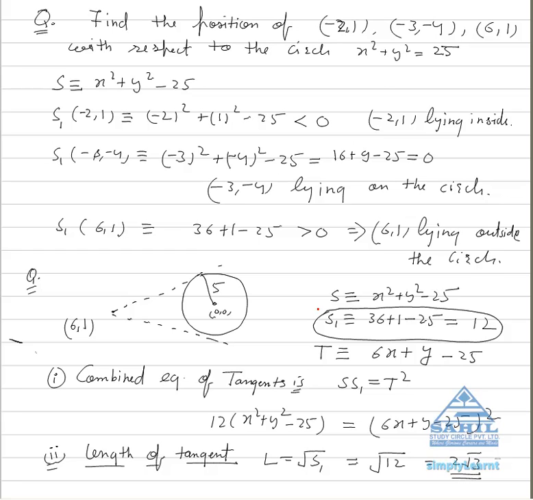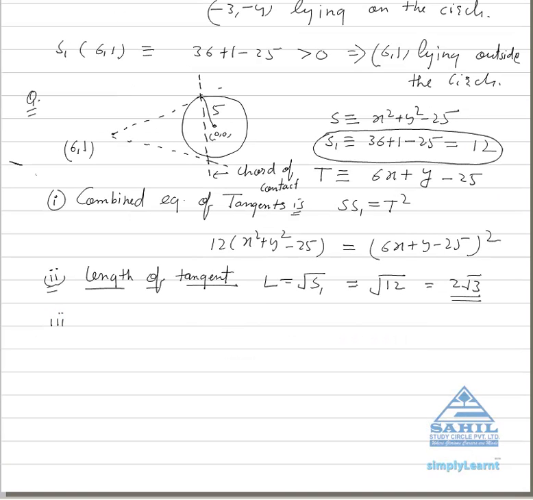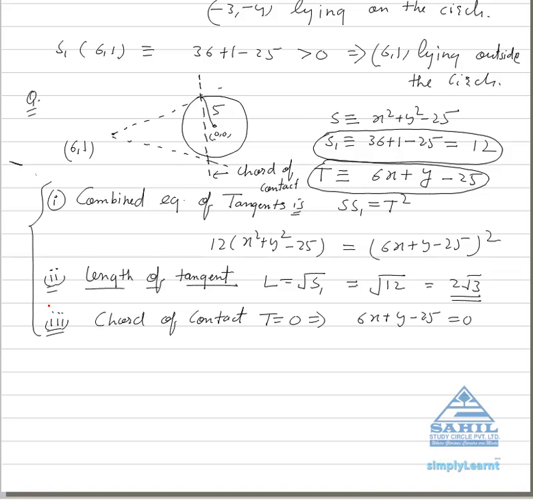What else we can find out? What is the equation of chord of contact? I am just making the chord of contact. This line is called chord of contact. Now you just see the notes that equation of chord of contact is T equal to 0. And what is T here? T is 6x plus y minus 25. So T is equal to 0, that implies that 6x plus y minus 25 will be equal to 0. So we can find out these three things within seconds by S1 and T.